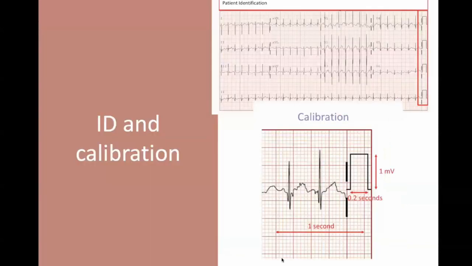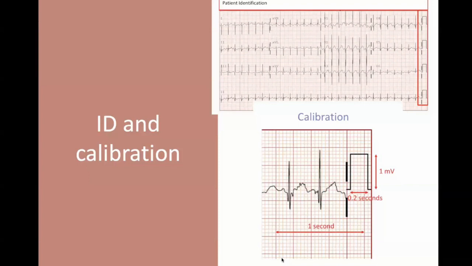So the first step in our approach is to check the identification and the calibration. This information can be found at the top of the ECG. It is extremely important to make note of the age of the patient, especially in pediatric patients, as you need to use age-appropriate norms for all pediatric ECGs.